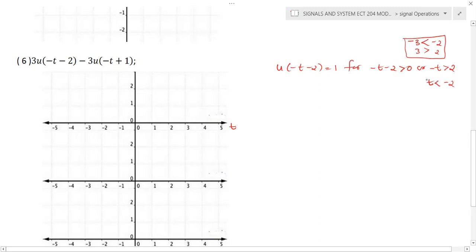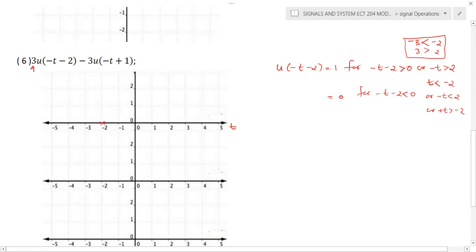So we need a positive t, because we are plotting a graph with respect to t. Now we are getting minus t, so we need to make it positive. So t less than minus 2. And the other condition is 0 for minus t minus 2 less than 0, or you can write minus t less than 2, or if you rearrange, you will get t greater than minus 2. So this is the point minus 2, and the function magnitude is 1 for t less than minus 2, so towards the left.